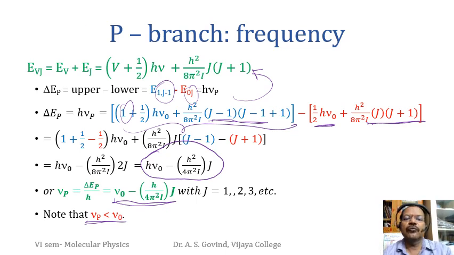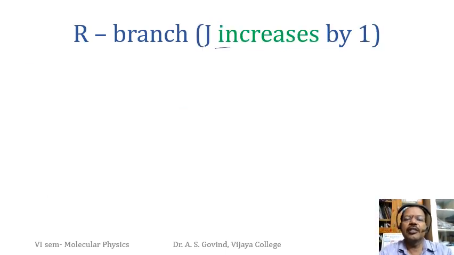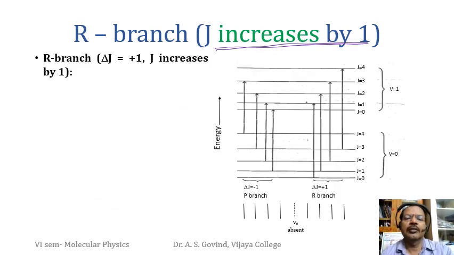Now we'll consider the next one. For the R branch, J increases by 1. So how does it appear? So notice that V0, J0, that is this one, this level. J should increase by 1. So in the upper level, 0, it should go to 1. J equals 1, V equals 1. So V0, J is the lower level, V1 and J plus 1 is the upper level.